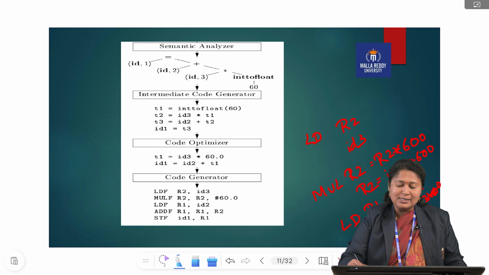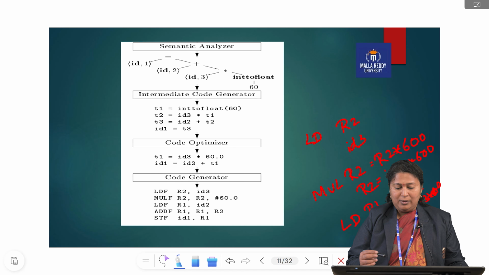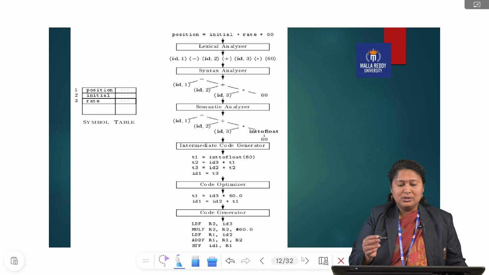Next we are storing the result. ST is storing the result R1 into ID1. That is, R1 is stored in ID1. In this way the code generator gives the machine code as the output for the given input statement. So this is the process in which a high level language is converted into low level language understandable by the particular machine. So this is the complete set of phases of the compiler which we have studied earlier.